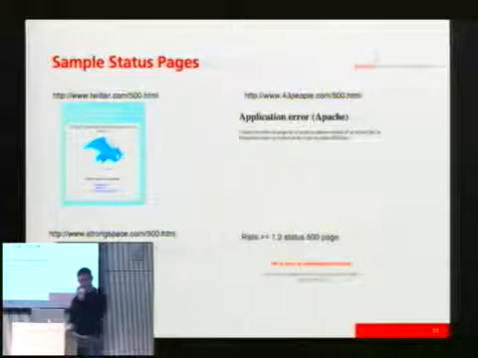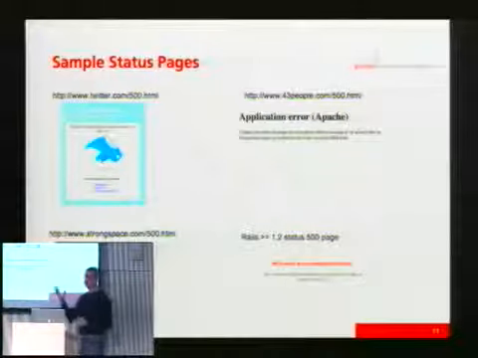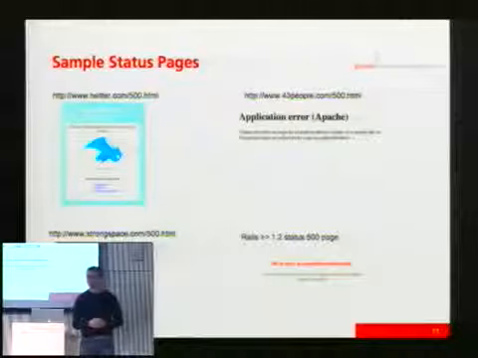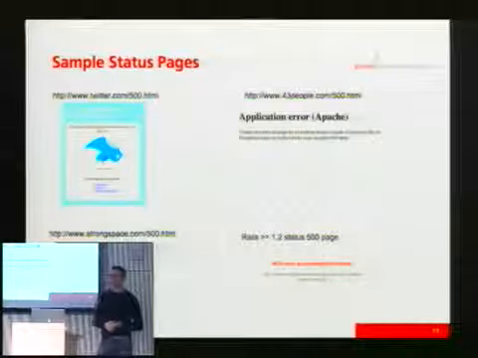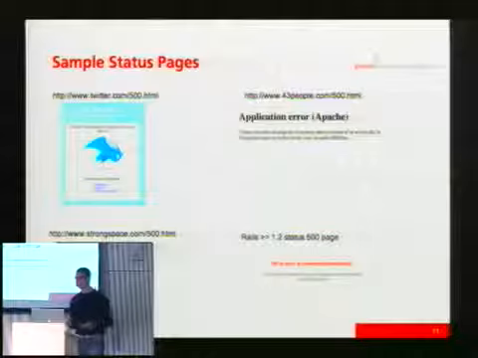Because after 1.2, the default error page would look like this. So you can just try these URLs at the application that you want to target, and if you get a page like this, you sometimes know the explicit version of Rails, and whether it is really a Rails application or not.